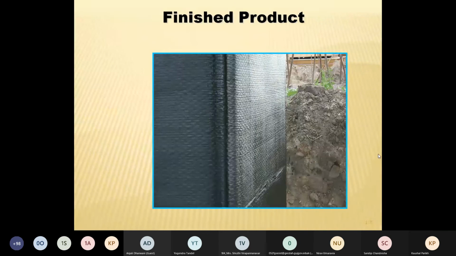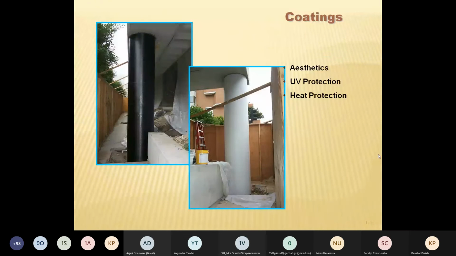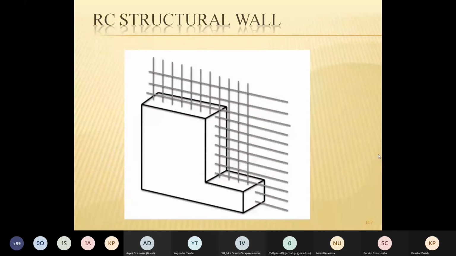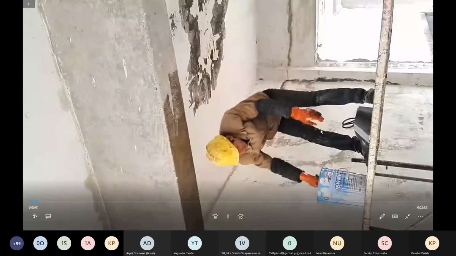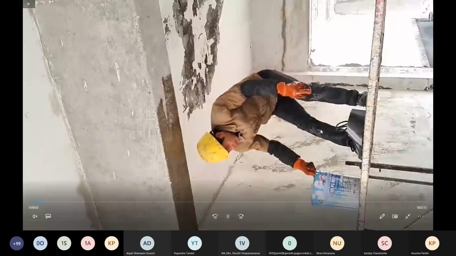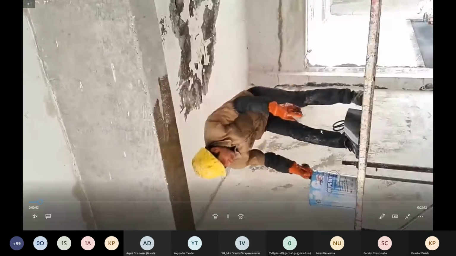This is the final finished product, and if you go for coatings, for aesthetic look, UV protection, or heat protection, you can apply the coatings also. So this is the whole procedure for the application of FRP as a retrofitting technique. Before I proceed further, let us also show a video related to surface preparation, which has already been done.